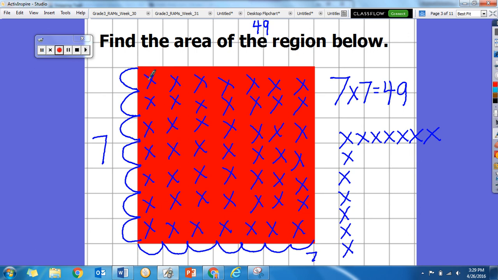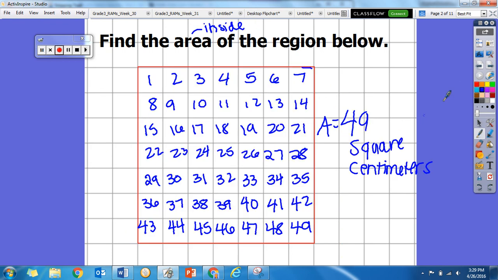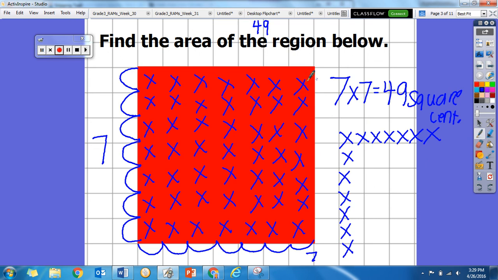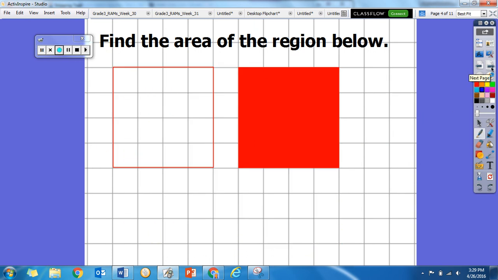And when you multiplied that 7 times 7, you got the area as 49 square centimeters, which we knew was the exact same thing that we found when we actually counted the inside. So we decided that when you're trying to find the area of a shaded region, you can multiply your spaces down by your spaces across to see what there would be in all. So let's practice that. Watch closely.